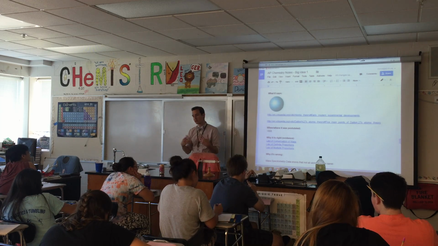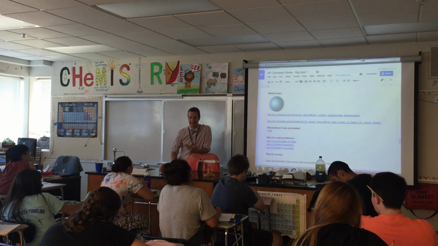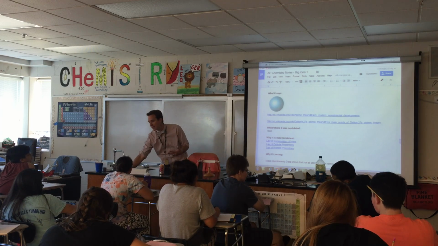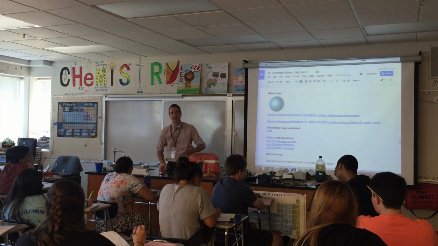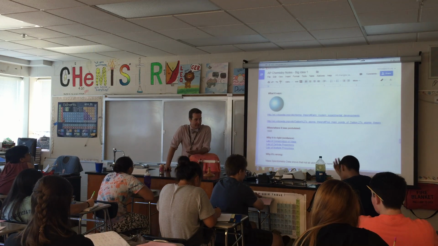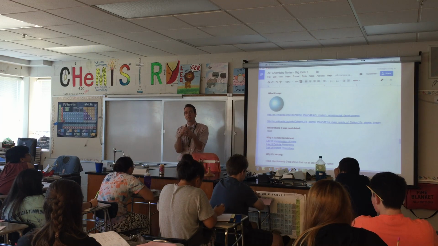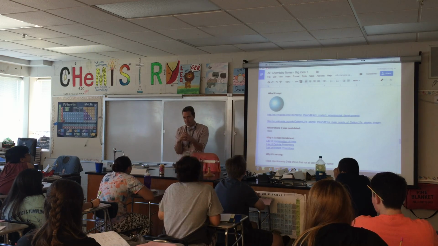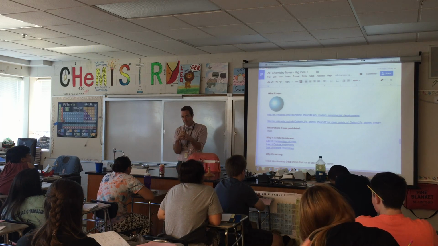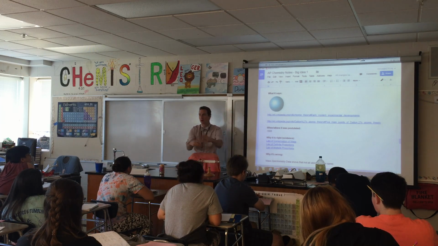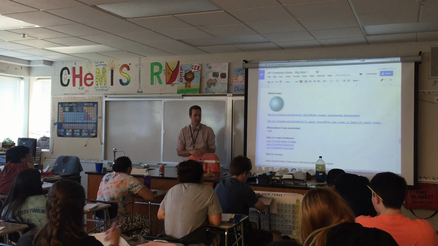The law of definite proportions also gives us some credibility in saying that if every sample of water is 11.2% hydrogen by mass, it's probably reasonable to believe that there's some smallest unit of water, and combined with this law of multiple proportions, we could say that maybe that's H2O.